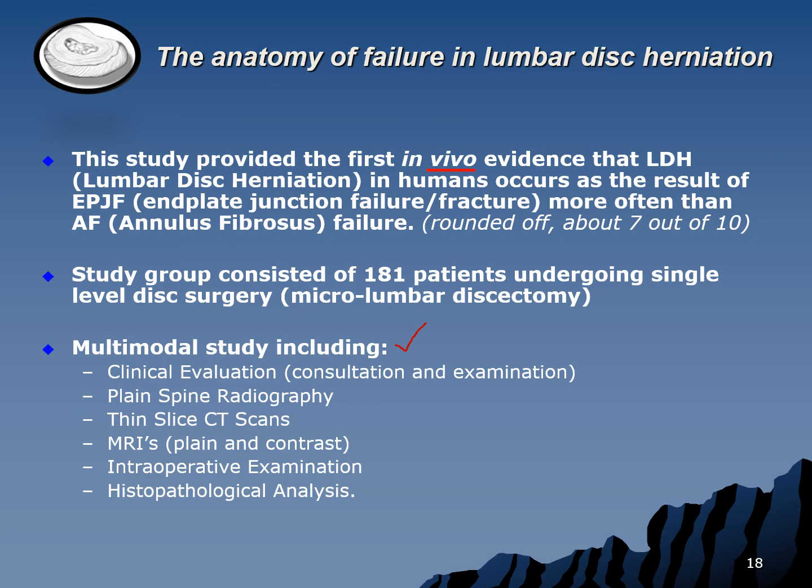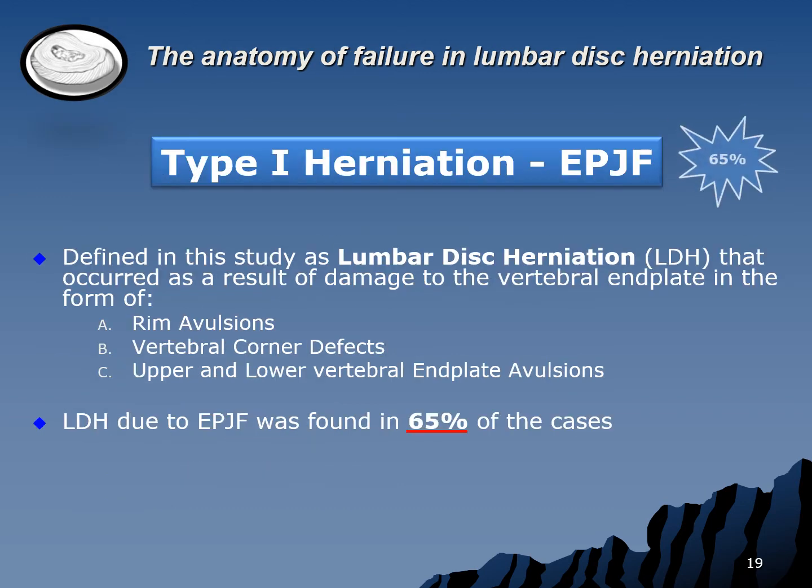And then whatever they removed, they did a histopathological analysis on. So this, again, was a multimodal study. Here's what they found. Type 1 herniation they labeled as end plate junction failure. That occurred in about 65% of the individuals.